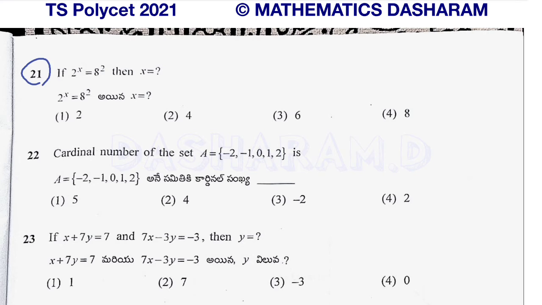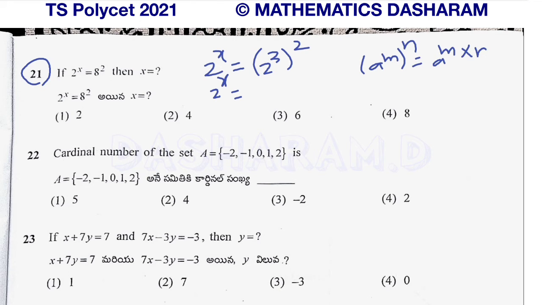Question number 21. If 2 to the power of x equals 8 squared, then what is the x value? 2 power x equals 8 squared. 8 can be written as 2 cubed, because 2 into 2 into 2 is 8, whole squared. 2 power x equals (a to the power of m) whole to the power of n. The formula is a to the power of m into n.